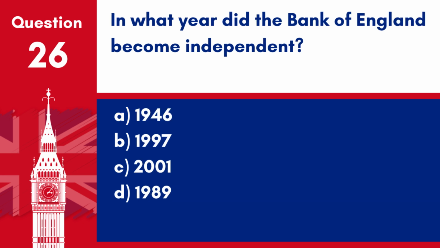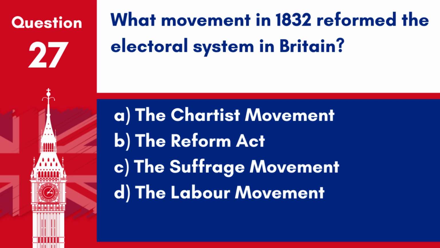Question 26. In what year did the Bank of England become independent? A. 1946. B. 1997. C. 2001. D. 1989. Answer. B. 1997. The Bank of England was granted independence in 1997, giving it control over setting interest rates independently of the British government. Question 27.